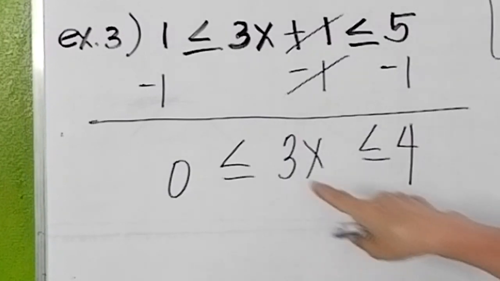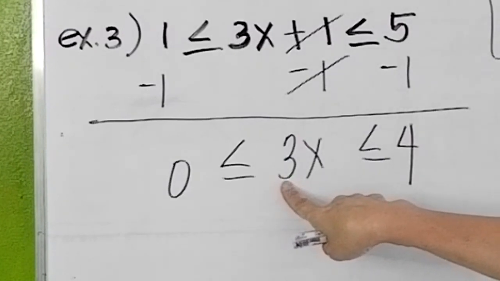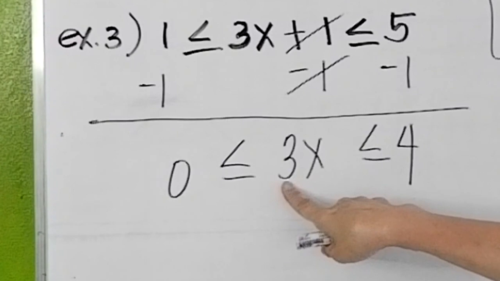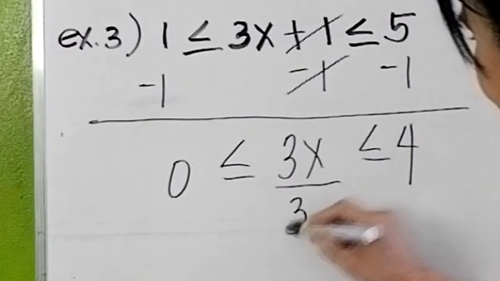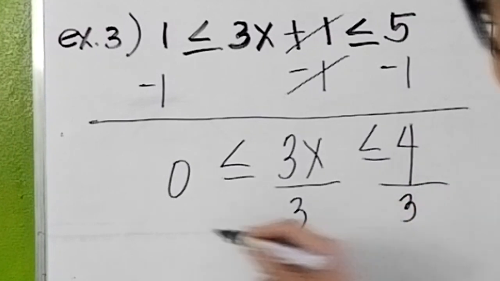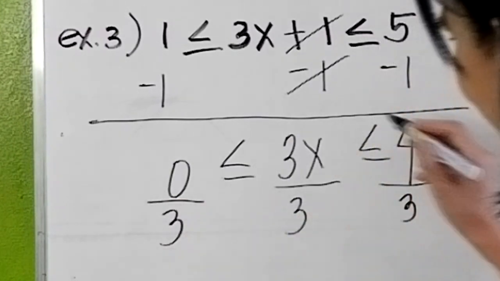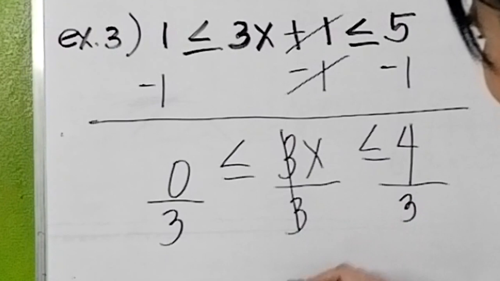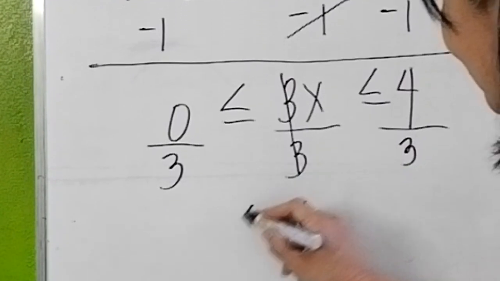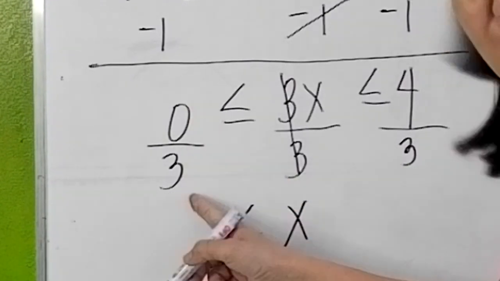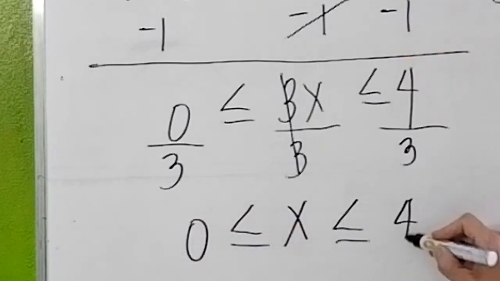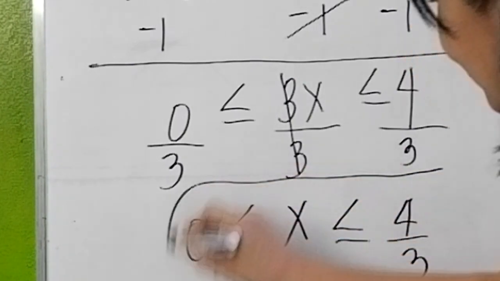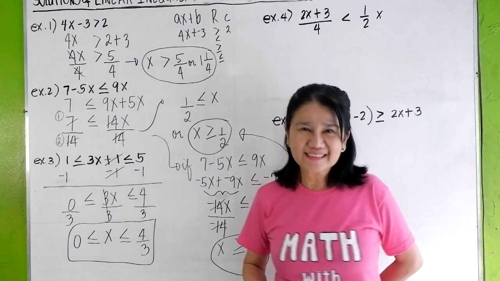Then you have a 3 here beside x. So you divide all sides by 3. So cancel this, you're left with x is greater than or equal to what is 0 divided by 3? It's 0, and less than or equal to 4/3. There. That's how you do it fast.